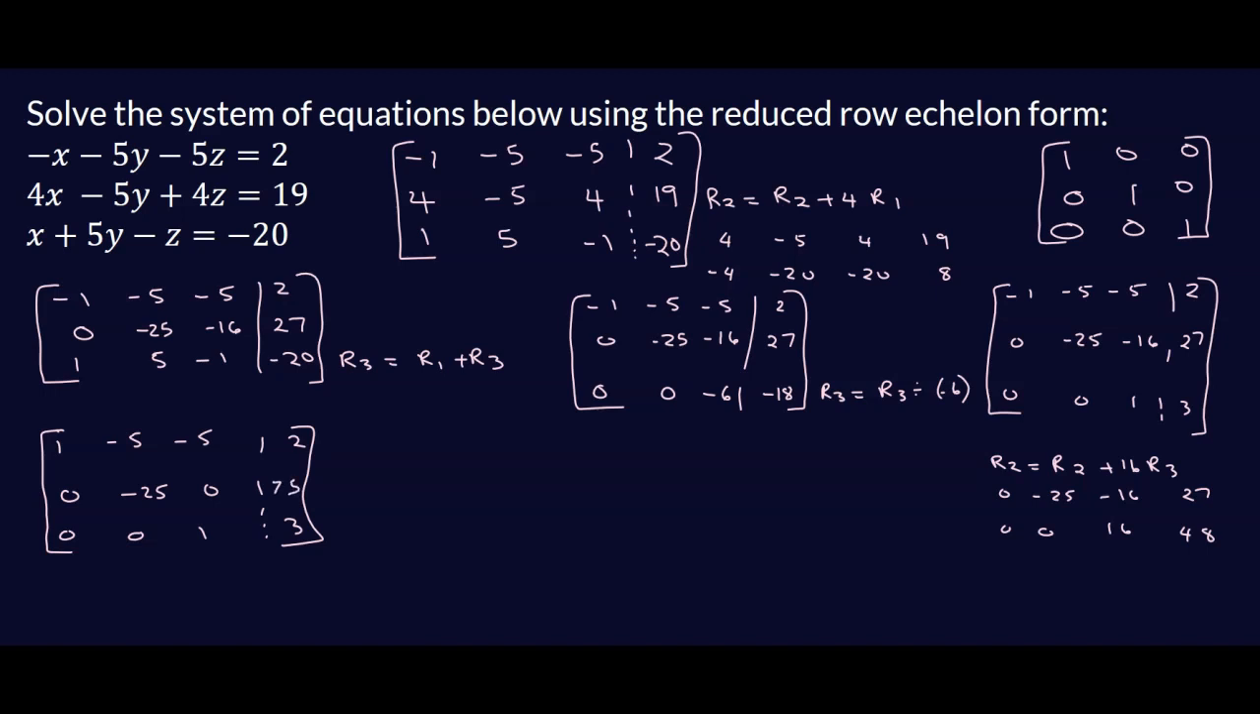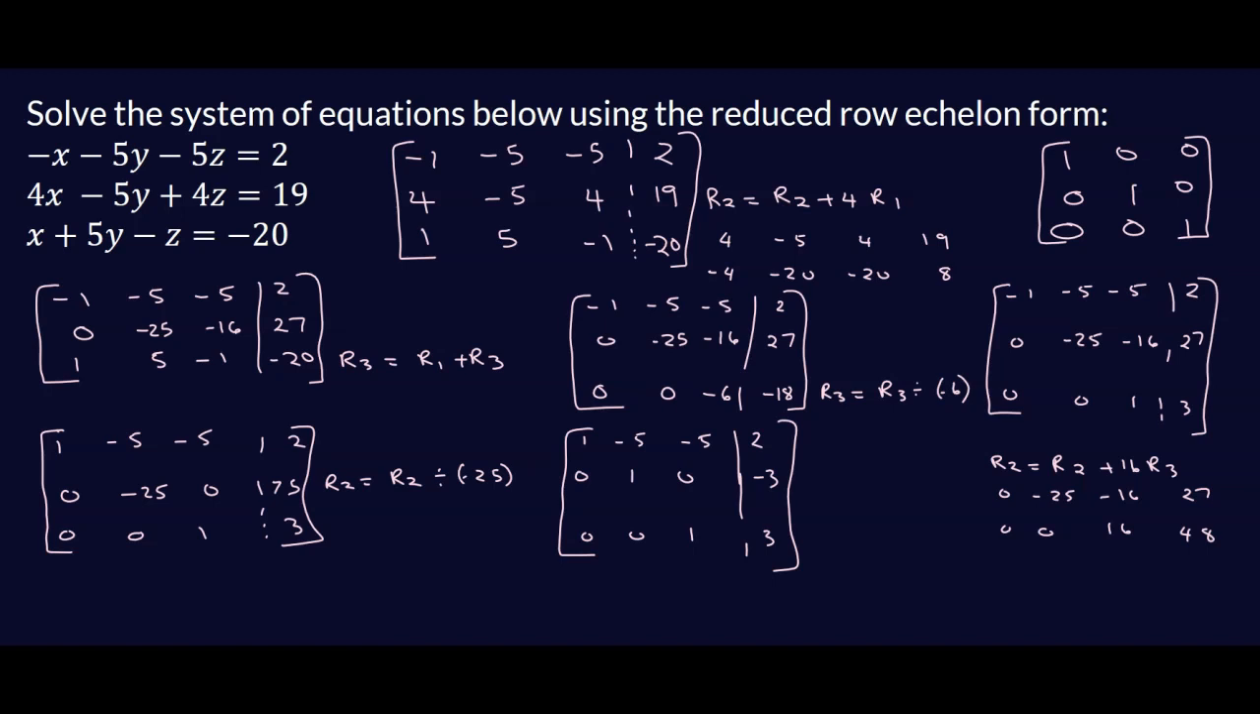So now we're going to say row 2 is equal to row 2 divided by -25. Let's just plug in our rows 1 and 3. So 1, -5, -5, and then we have 2, and then we have 0, 1, 0, and then we have -3, and then we have 0, 0, 1, and then we have 3.